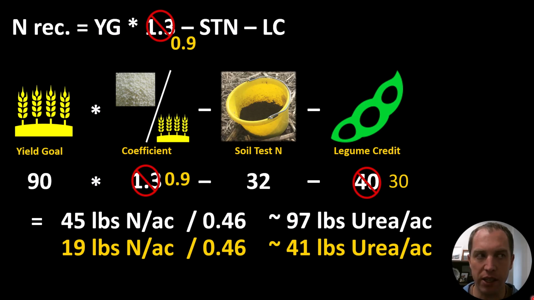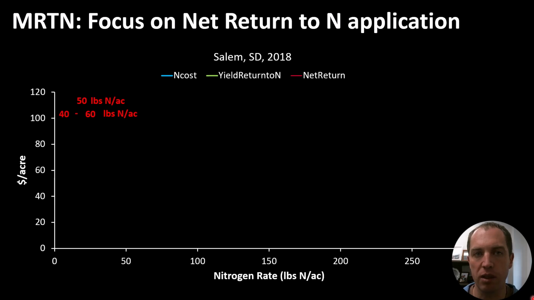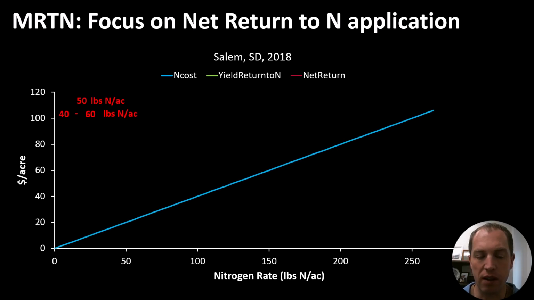For our maximum return to nitrogen system, it does a little different. Instead of focusing on yield, it's focusing more on dollars per acre, what we're getting in return for the nitrogen we're putting on our field. So here on our y-axis, we now have dollars per acre. This is our nitrogen rate. This is an example of one field in Salem, South Dakota. We have our nitrogen cost, which is fixed. So every pound of N we put on, it increases linearly.